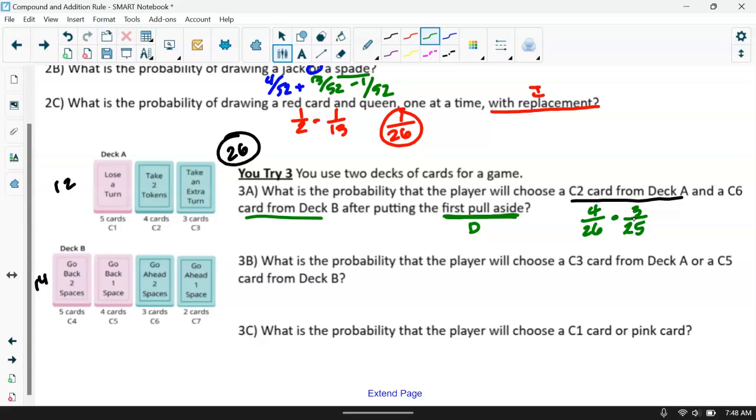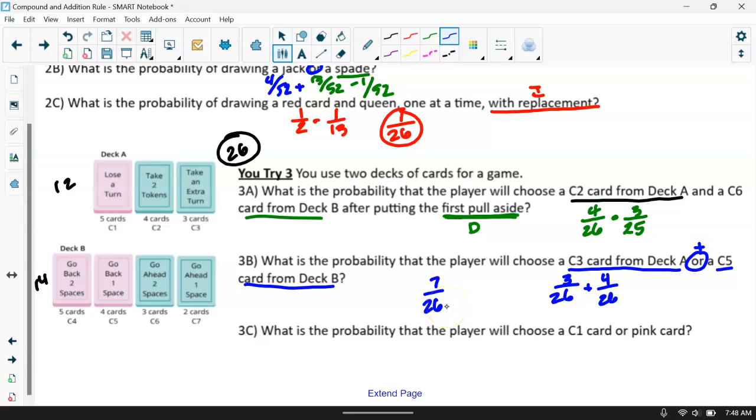What is the probability that the player will choose a C3 card from deck A, or, so this was addition rule, a C5 card from deck B. So probability of getting the C3 from deck A, there are 3 out of 26. And then we're going to add to that C5 from deck B, so there's 4 out of the 26. Now, is there any overlap between these two? Like, is there a C3 and a C5 card? No, there's no overlap. So this is just 7 out of 26.